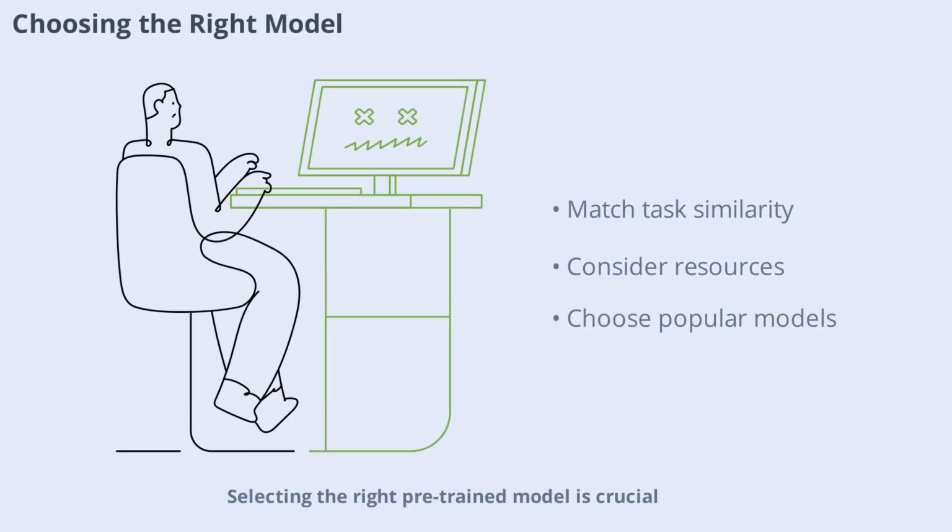Selecting the right pre-trained model is crucial. Consider the similarity between your target task and the original task, the size of your dataset, and the computational resources available. For image tasks, models like ResNet or MobileNet are popular choices. For text, BERT and GPT are widely used. Matching your needs to the strengths of the model will help you get the best results.